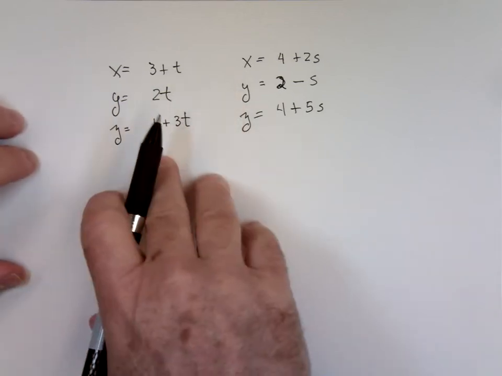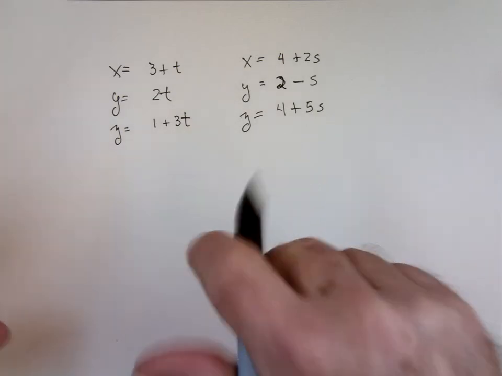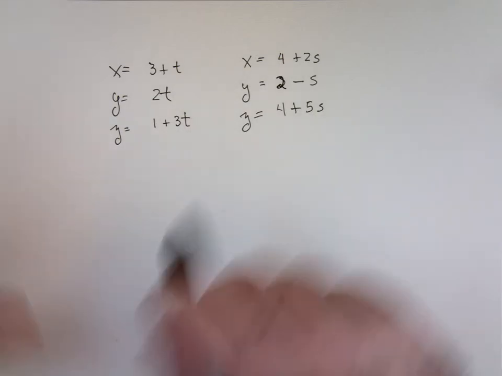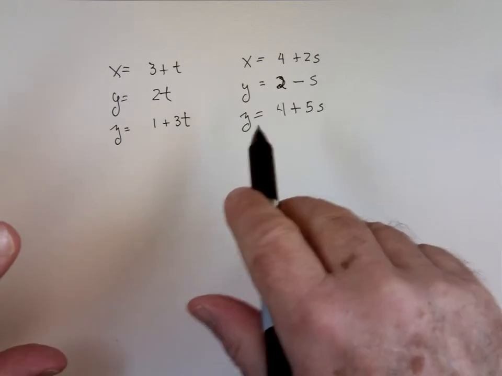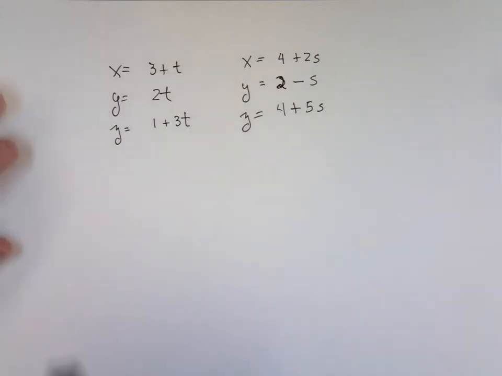So let's do this. What we're going to do is determine whether lines are the same, parallel, intersecting, or skew. We're going to find the point of intersection, because that was the question. What do you do first?